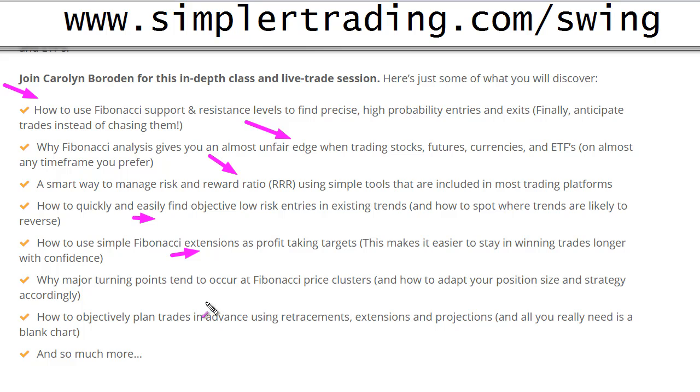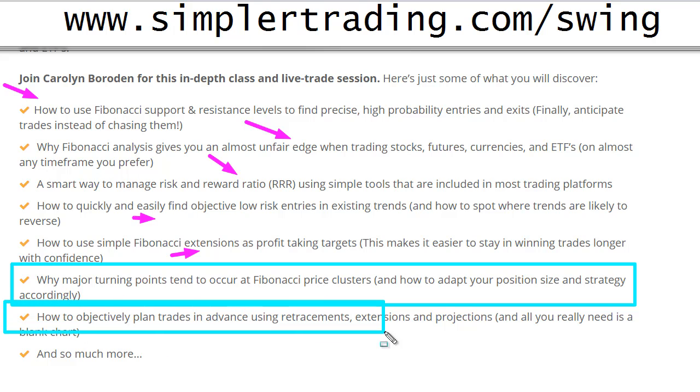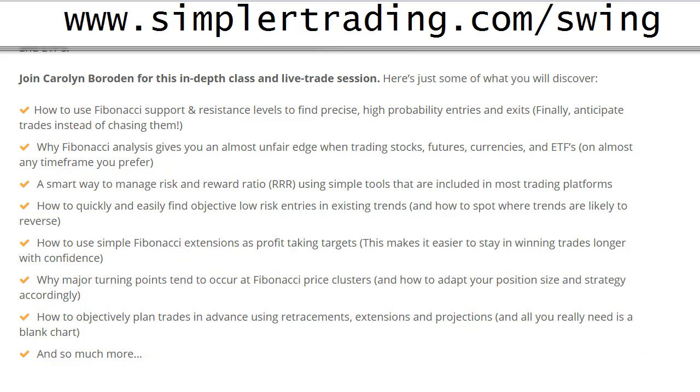In terms of managing risk, she goes through some simple tools and triggers for that, and targets, profit taking, and this is important because I find that where people falter the most is at turning points. And she talks about not only why major turning points tend to occur at Fibonacci price clusters, okay, but she also talks about how to objectively plan trades in advance using this stuff, okay, which is great. And plus, she always throws in additional stuff in there too. It's freaking amazing.